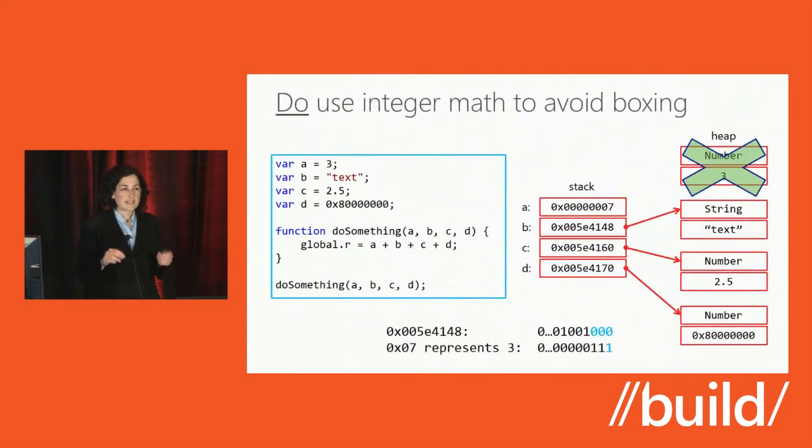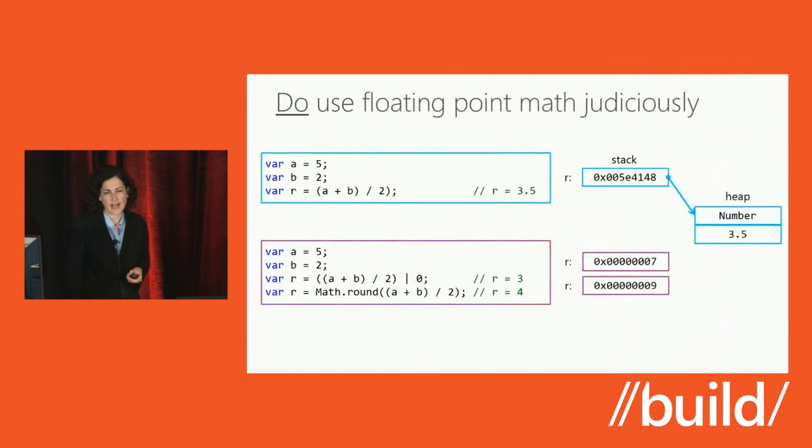So one of the things that can help with this is if you use integer math. If you force everything to be of type integer, then it eliminates the need for us to go to the heap for integers, right? And so all of the operations will end up happening on the stack. This is goodness, right? All of the engines do this. With respect to floating point math, obviously there are times where you need to use floating point math, but use it judiciously.